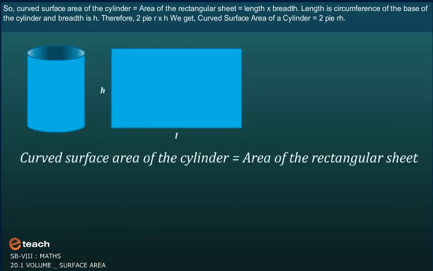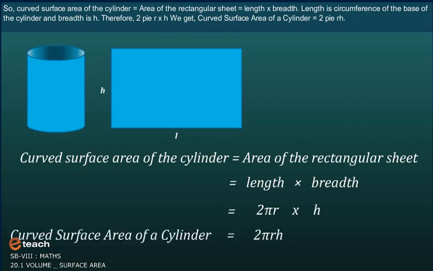So, the curved surface area of the cylinder is equal to the area of the rectangular sheet, that is equal to length into breadth. Length is the circumference of the base of the cylinder and breadth is h. Therefore, 2 pi r into h. We get the curved surface area of the cylinder is equal to 2 pi r h.